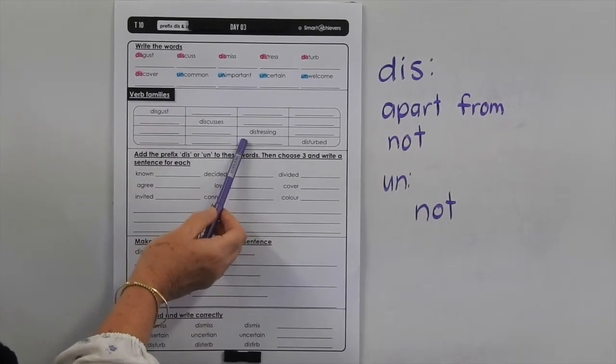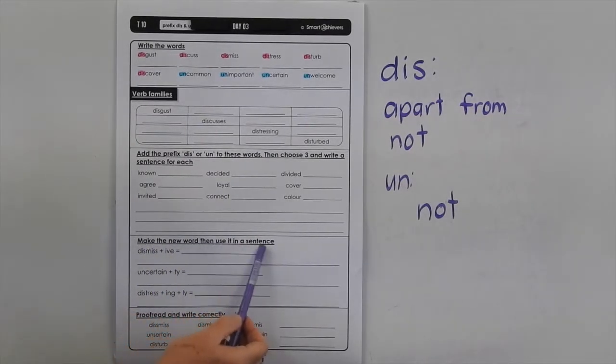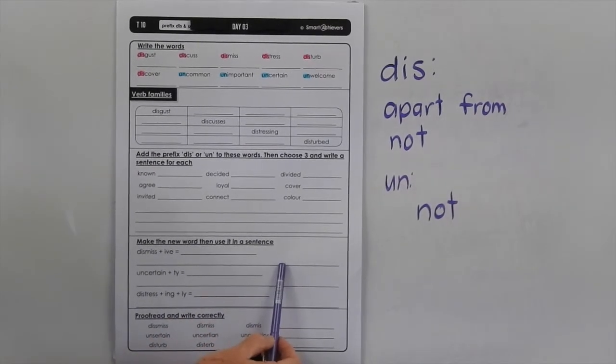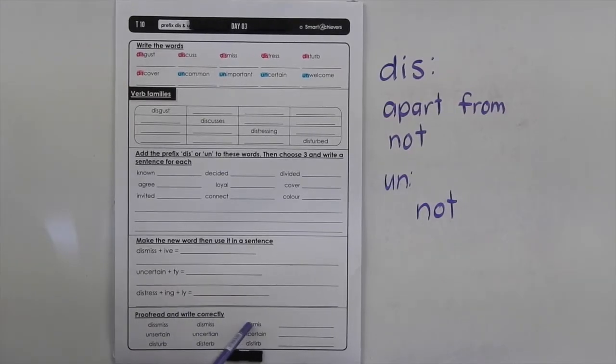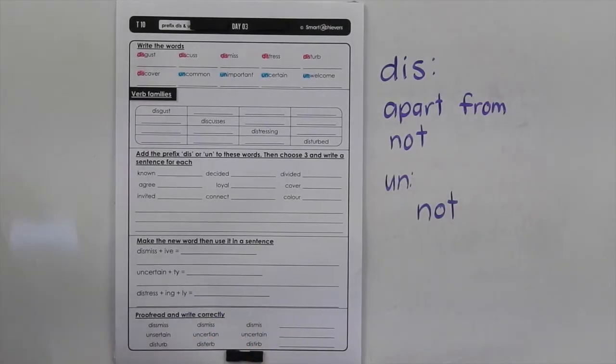Verb families are nice and easy for you by now. Down the bottom you have to make the new word, then use it in a sentence. So make it on the first line and include it in a sentence on the second line. Down the bottom you've got to proofread, so find which word is spelt correctly and then write the correct version of the word on the line at the end.